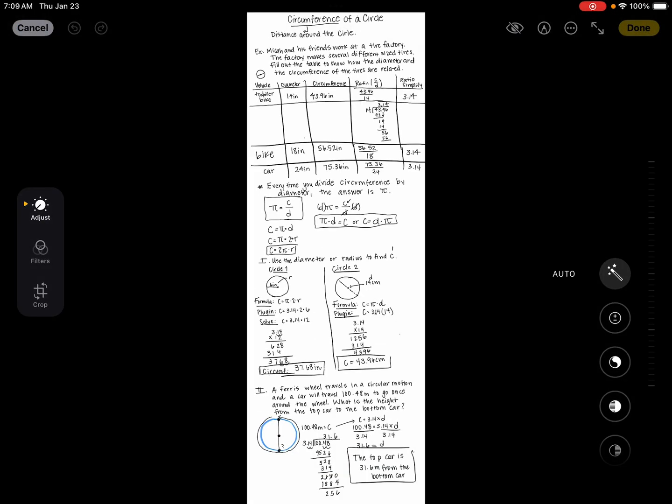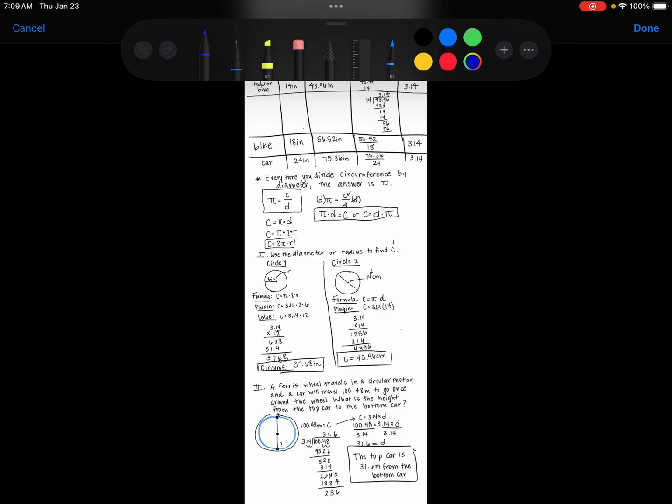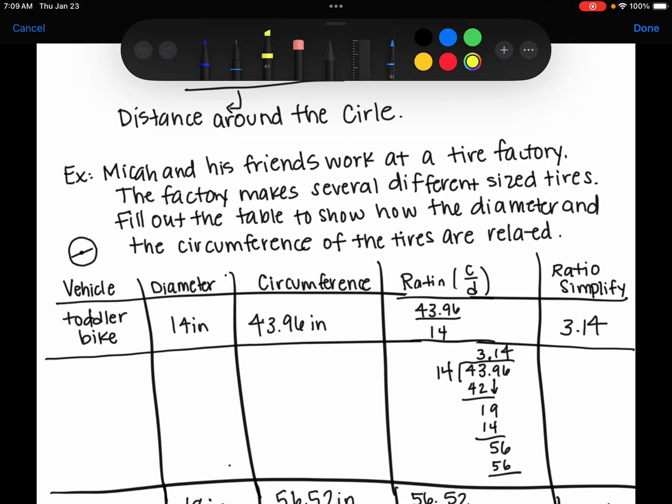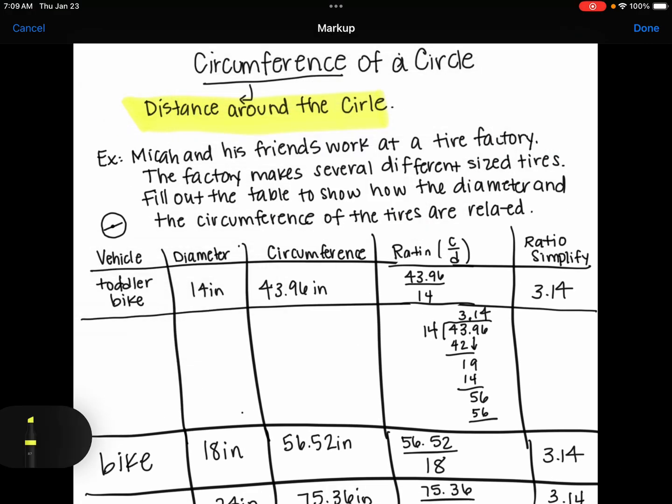Okay, so yesterday we reviewed circumference, and basically the definition for circumference is the distance around the circle. So that's the crust that we've been talking about of the pizza, so the actual outer part right here.